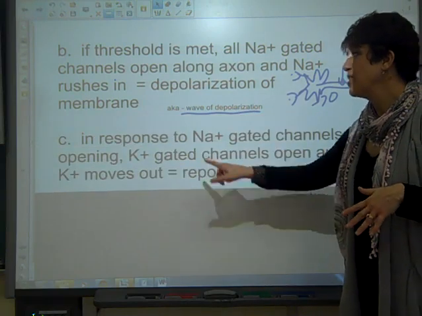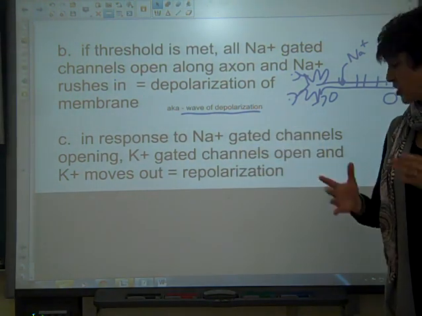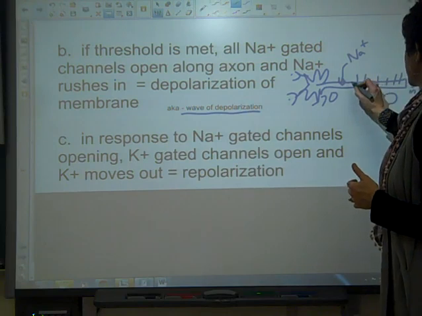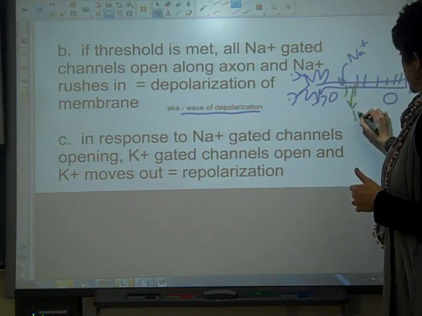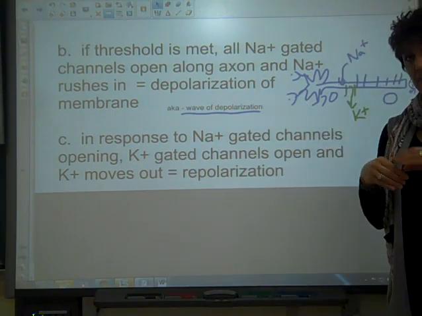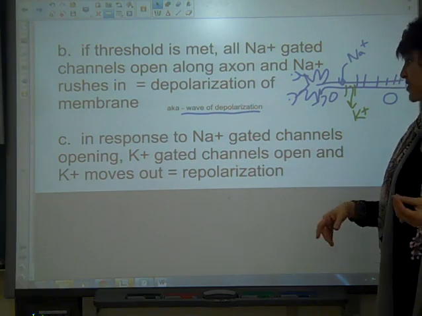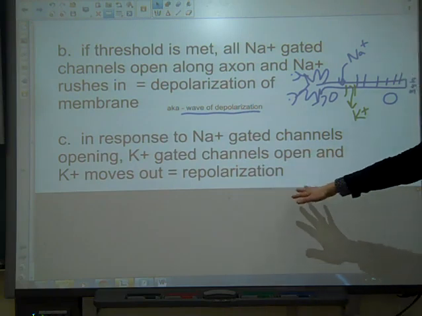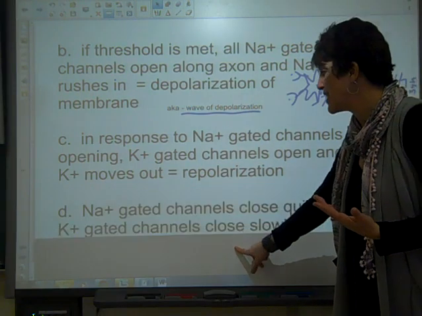Next step, in response to the sodium gates opening, now the potassium gates start to open. So I'll make that in green. So this sodium started coming in, causes these potassium to start moving out. Well, if you've got plus coming in and then plus going out, you're going to go back to polarized. So this is called repolarization. You're going to get that charge back to -70.